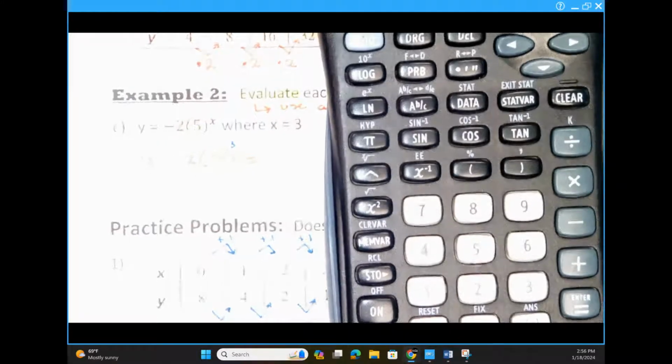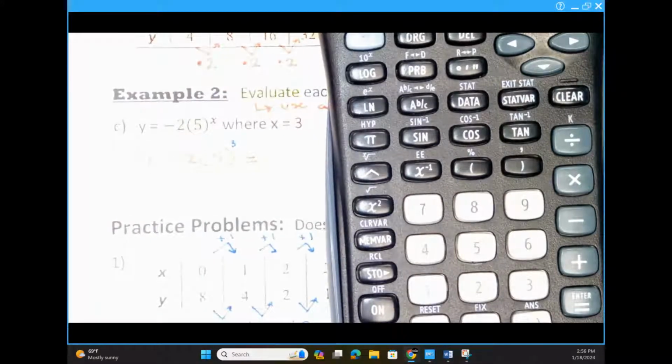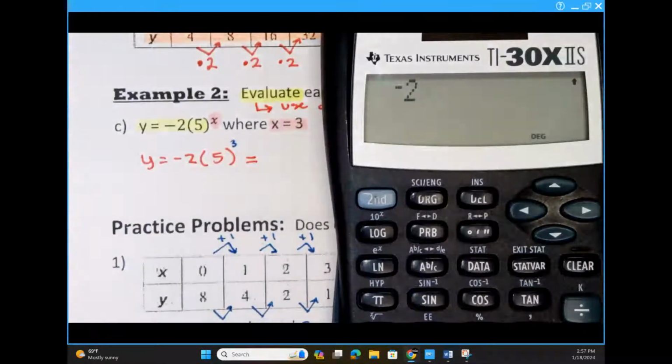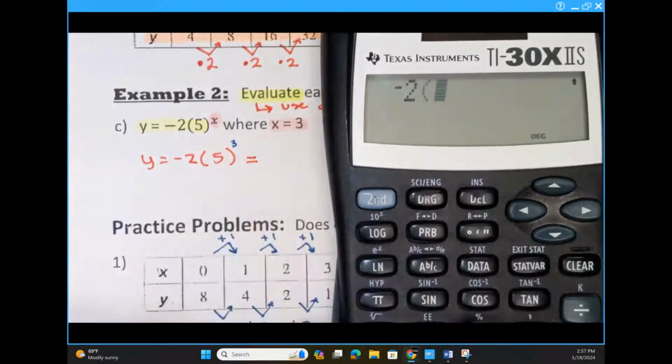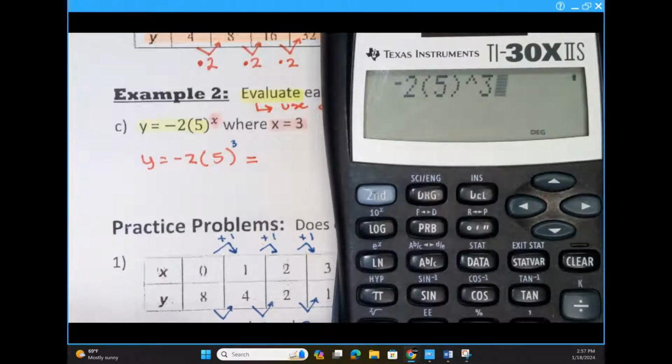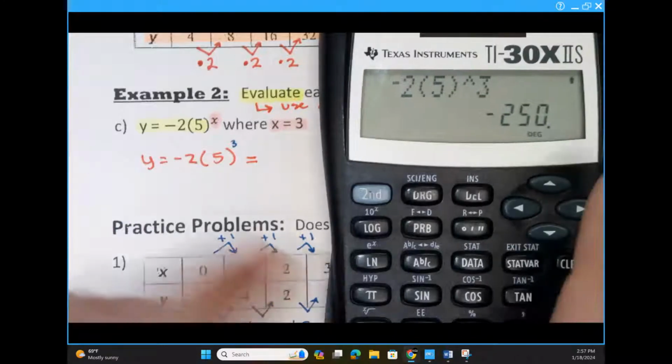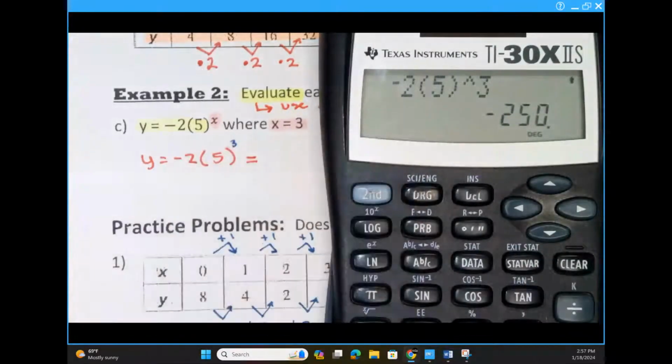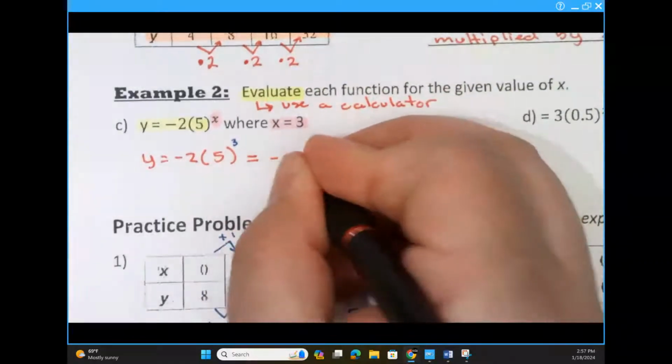All right, so here we go. So it says negative 2 on the calculator. Oh, sorry, there you go. Negative 2 on the calculator. There, now we can see it better. Negative 2 on the calculator, parentheses 5. There's my parentheses with a 5. Now it needs a power of 3. So the power button, and then with a 3. And just like that, let's hit enter. And there you go, negative 250. Just type it in exactly the way you see it. Negative 250. Done.